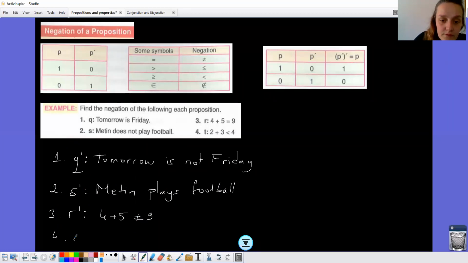And the fourth one, 2 plus 3 is greater than 4. The negation will be less than or equal to, look, it goes like that. If it is greater than, the negation of it will be less than or equal to. If it is greater than or equal to, the negation will be only less than. So here we have less than. The negation of it will be greater than or equal to 4. It's okay? Did we understand?